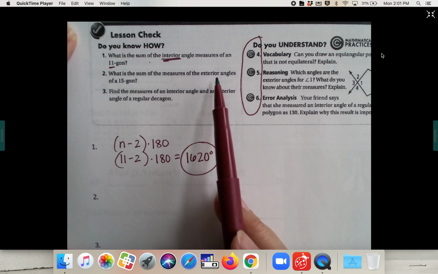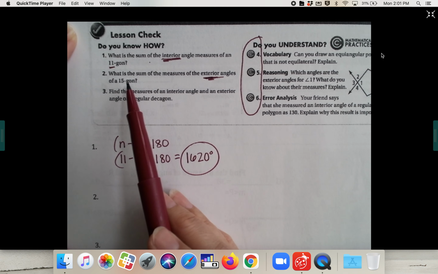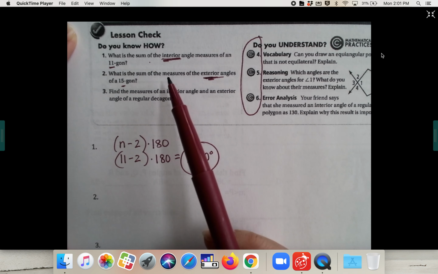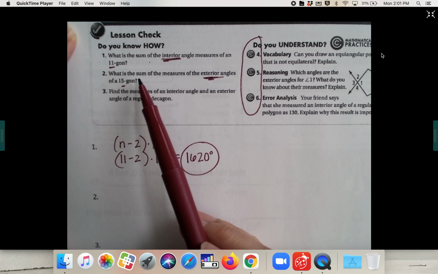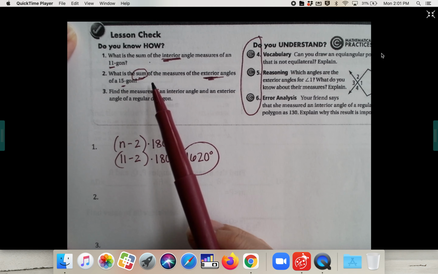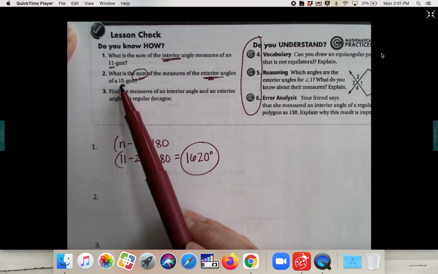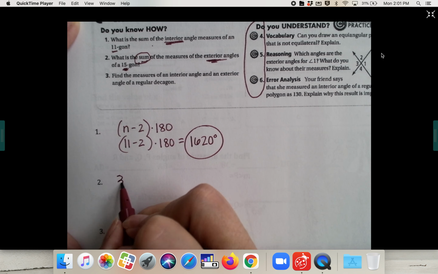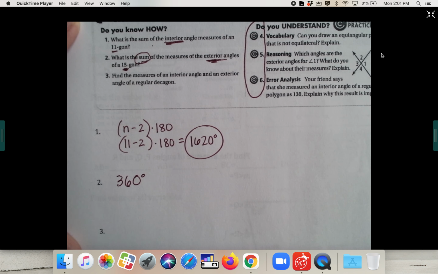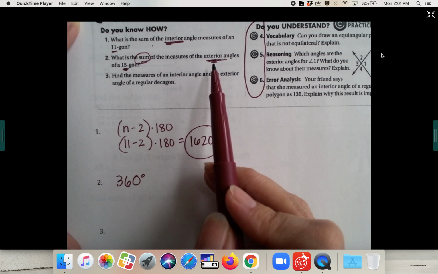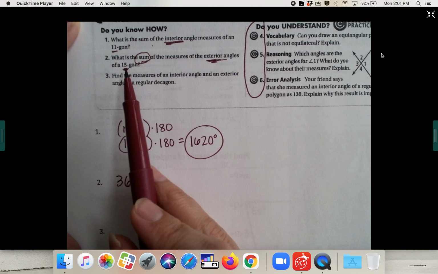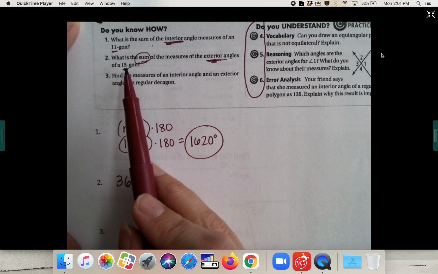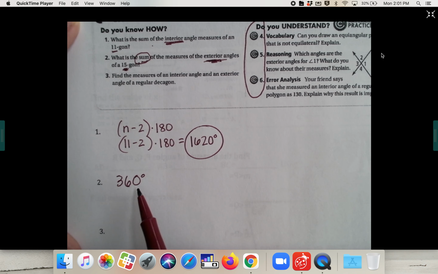What is the sum of the exterior angles this time of a 15-gon? Well, the sum of all of them is always going to be 360. So I don't care if this said 15 or if it said 100 or 2 or 20. It doesn't matter. The sum of the exterior angles is always going to add up to 360 degrees. That was a tricky one. If it said one of the angles, we would need to divide by how many there are, but it doesn't matter that it's 15. All exterior angles add up to 360.